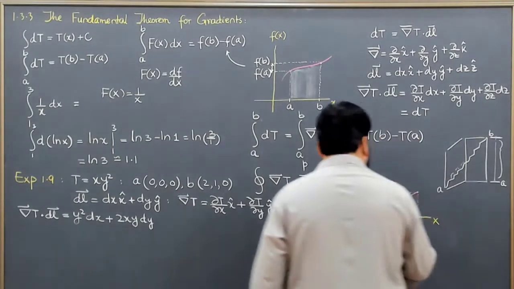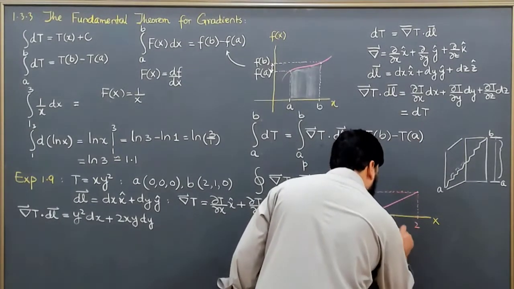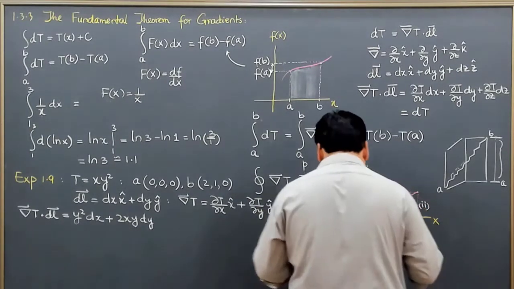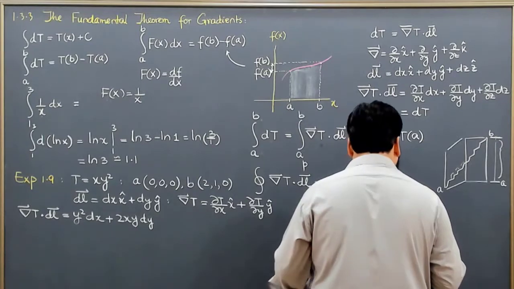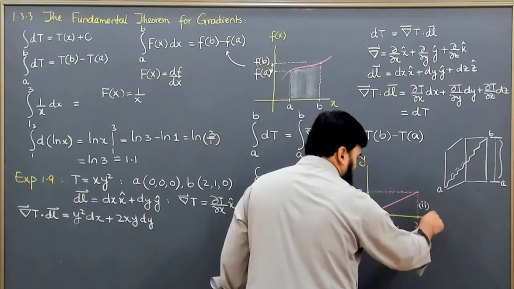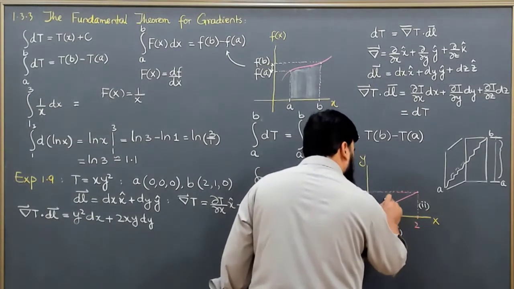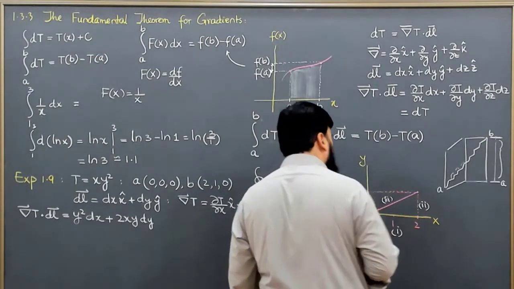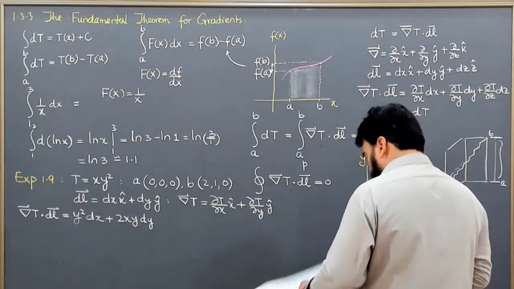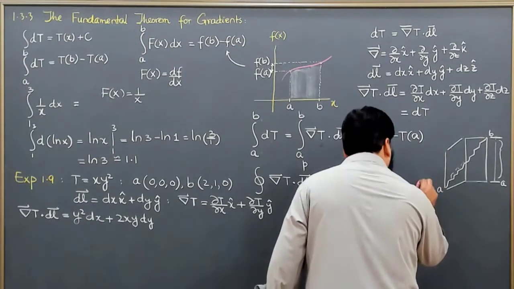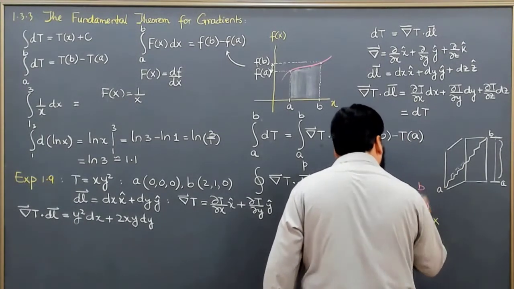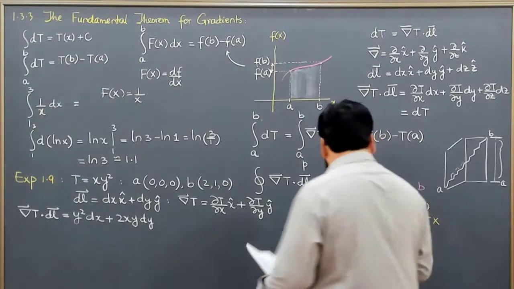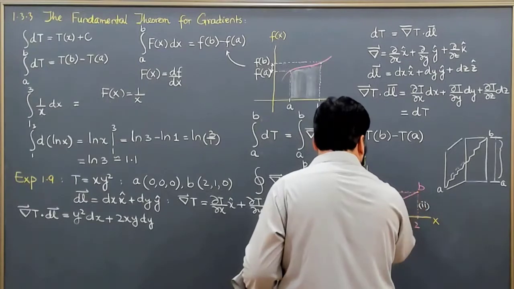Now we will find the value of the integral of gradient of T along the paths. This is, let's say, path 1 here, and this is path 2, and this is path 3. Let me find them individually. We are reaching point B, which is 2, 1: 2 on the x-axis, 1 on the y-axis, and 0 on the z-axis.